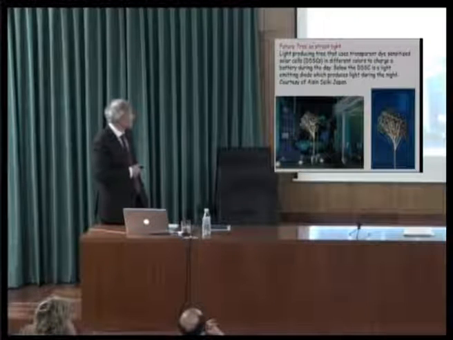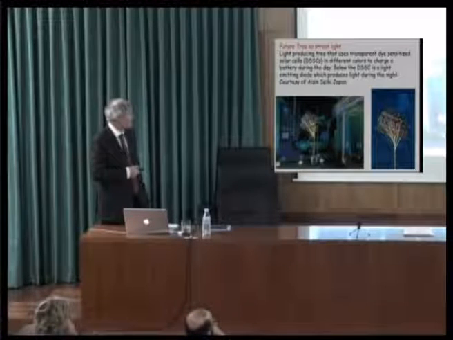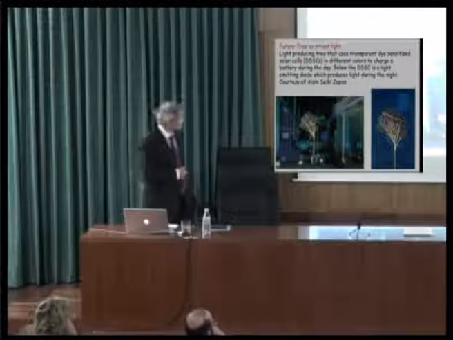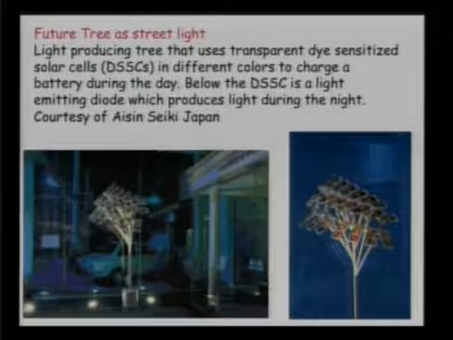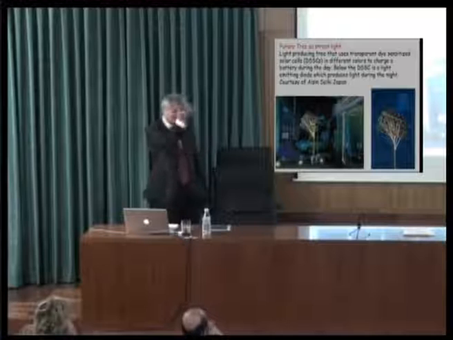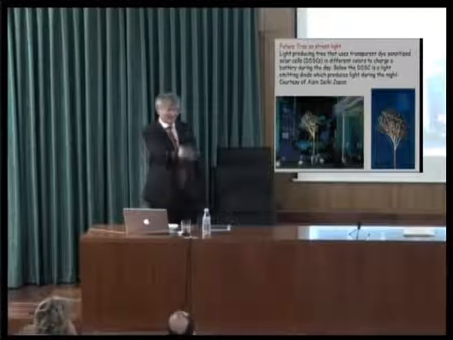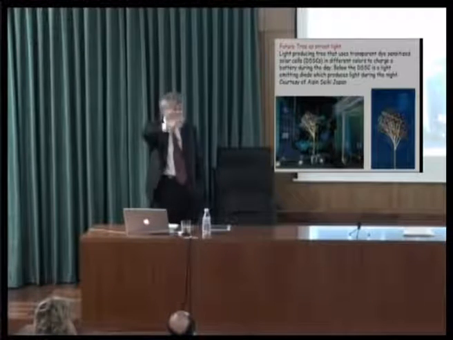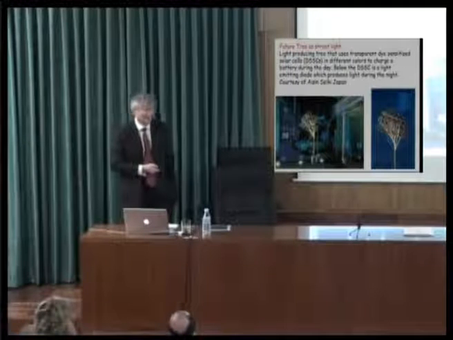This is a commercial sales of street lamps in Japan. So these street lamps, they consist of a transparent, you see the transparency here, a transparent dye-sensitized cell. Underneath you have a battery somewhere, but you have also a light-emitting diode. And so during the day, this captures the light and then it sends it back through the transparent cell. In the night, the light is sent back.